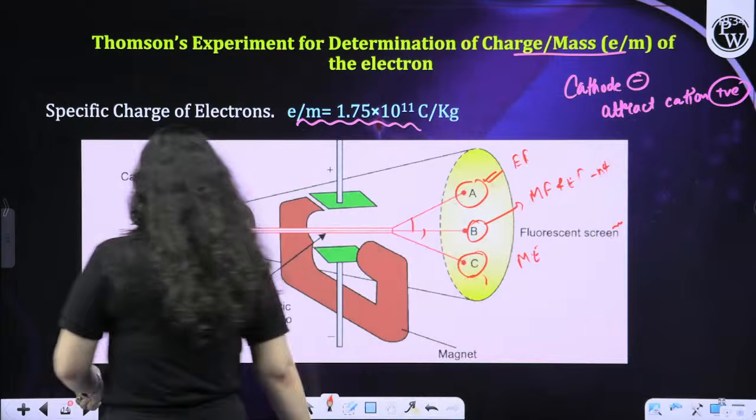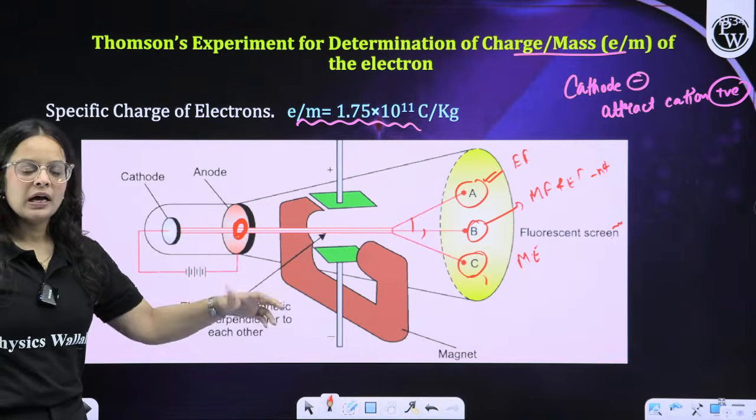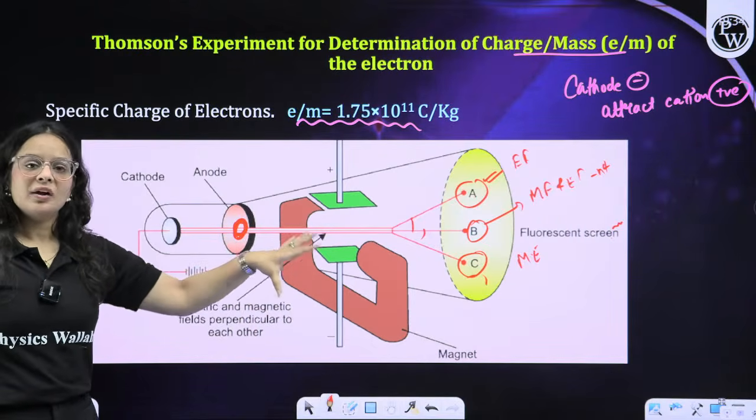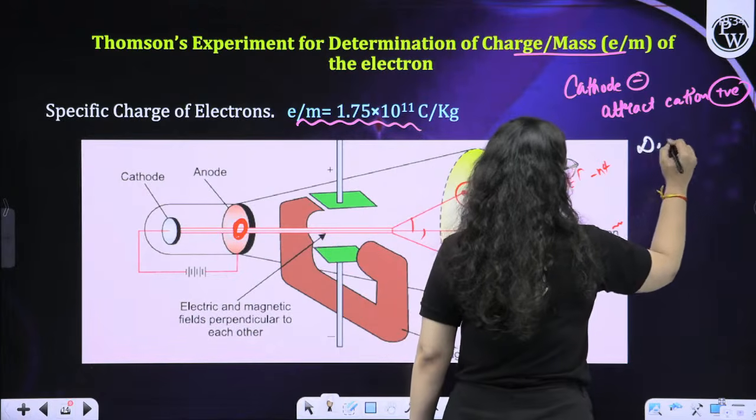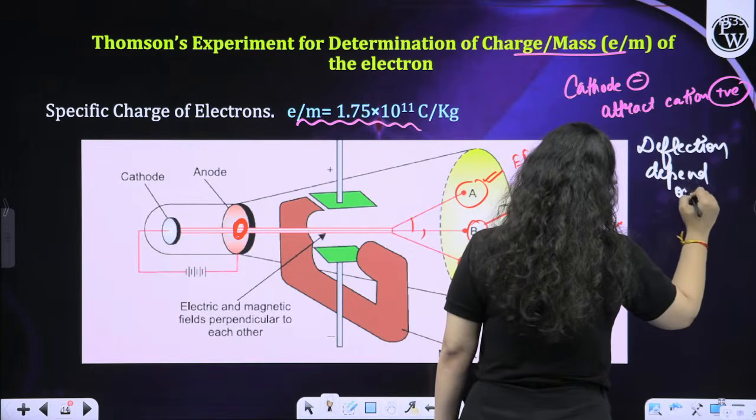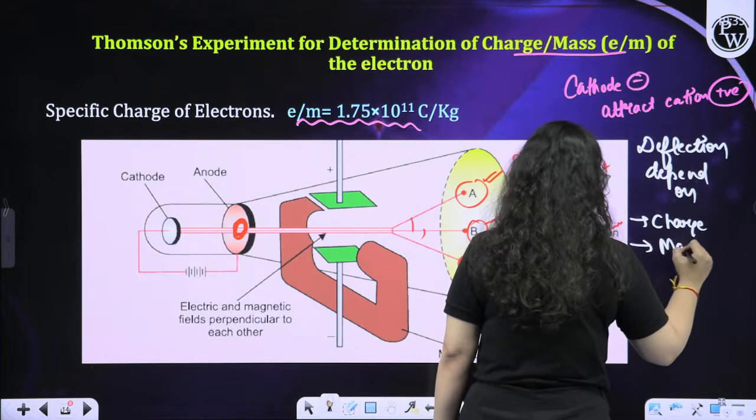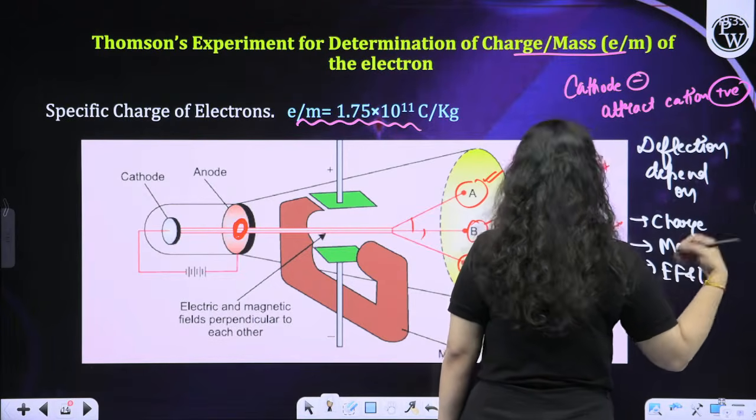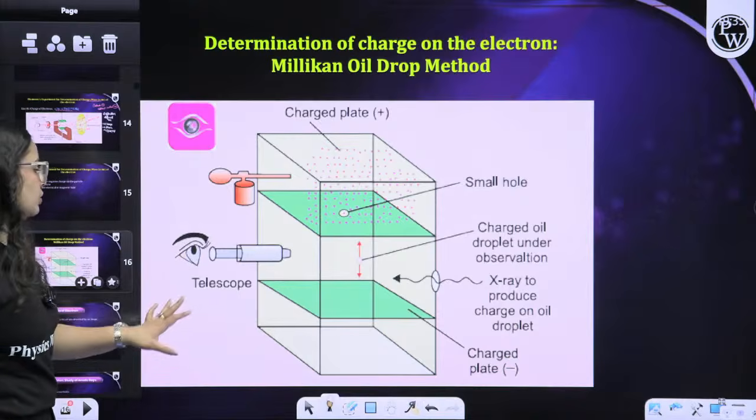So the deflection will depend on what factors? It will depend on the charge of the electron and the mass of the electron. Higher the charge, higher the deflection. Higher the mass, lesser the deflection. Higher the electric and magnetic field, higher the deflection. If the charge increases, deflection increases. If the mass increases, deflection decreases. If the electric field and magnetic field increase, the deflection will accordingly increase. So these are the factors on which the deflection of the cathode ray depends, right?